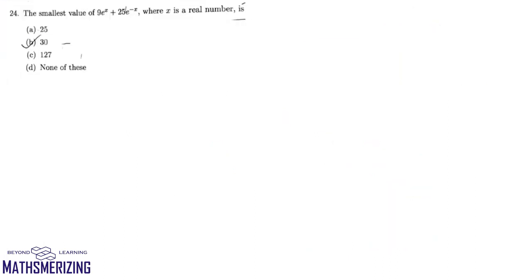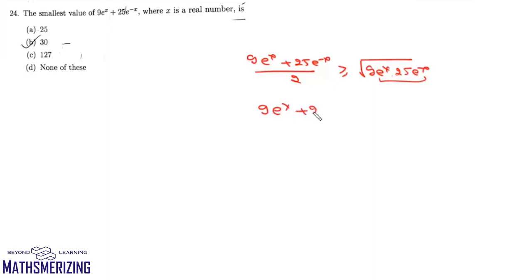Now question number 24 is, we need to find smallest value of this expression. So we'll use AM-GM. So we'll write 9 e to the power x plus 25 e to the power minus x upon 2, and it will be greater than or equal to under root of 9 e to the power x into 25 e to the power minus x. Now this is 1. So we'll get 9 e to the power x plus 25 e to the power minus x, and it should be greater than 2, and then this is 3 into 5, which is 15. So this value is always greater than or equal to 30. So the smallest value is 30, and that's your option number B.